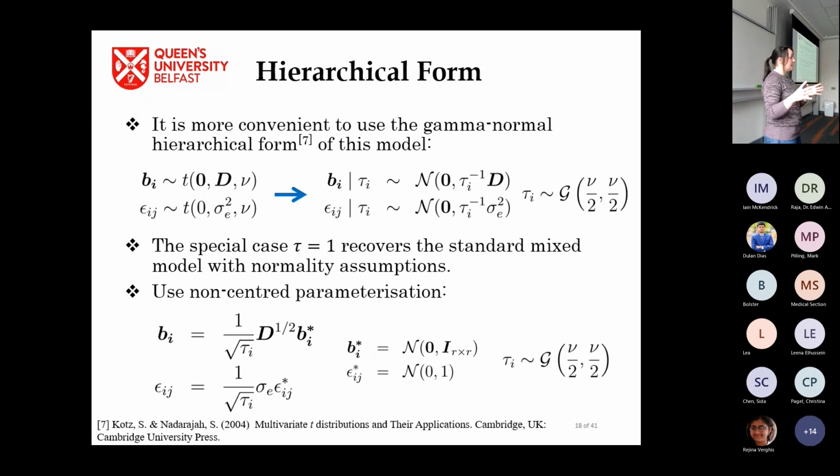Even though it looks more complicated, it makes the estimation a lot easier and a lot faster. So it's a lot better approach, and it's what we're going to assume anytime that we're looking at t-distributions throughout the rest of this talk. We're going to assume that we're in the background doing this gamma normal hierarchical form of the model.